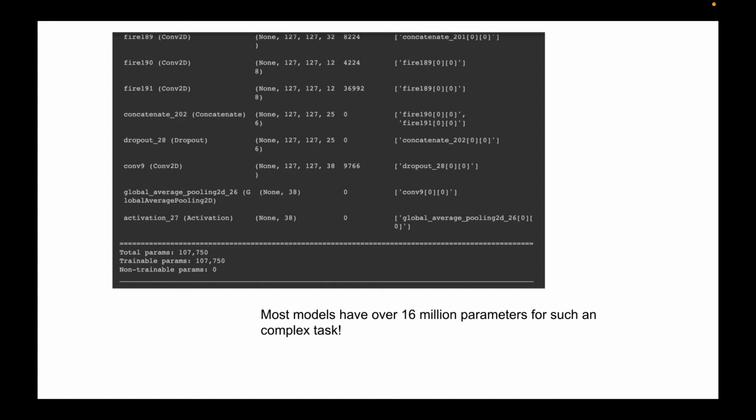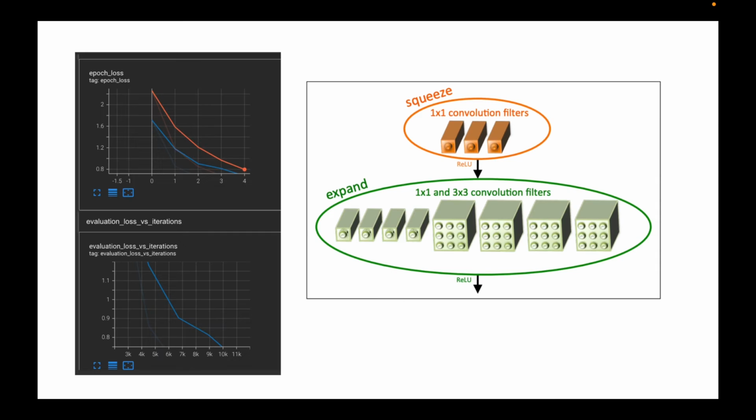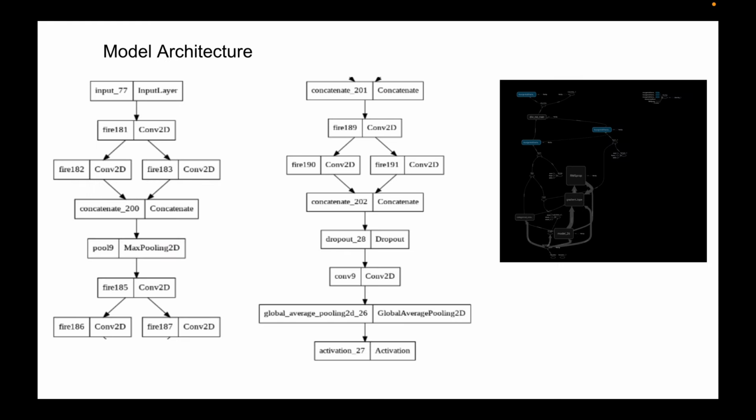This is a key aspect of our project, as we only have 107,000 parameters, and most models have over 60 million parameters for such a complex task. We use the SqueezeNet outlined by the Berkeley paper. The FIRE module is found in the SqueezeNet, where we squeeze and expand our representation. We squeeze the representation of the image, and we expand it out using 1x1 and 3x3 convolution filters. You can see the model architecture: we're squeezing and expanding it out, concatenating that output, and pooling that.